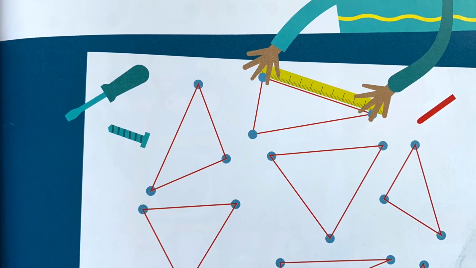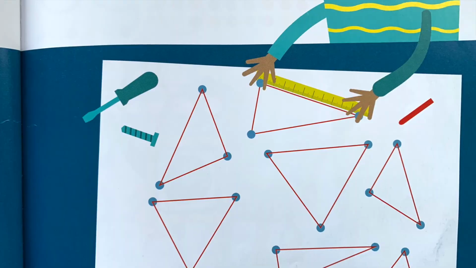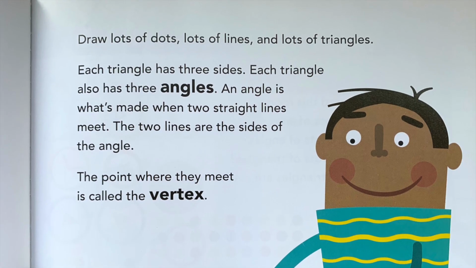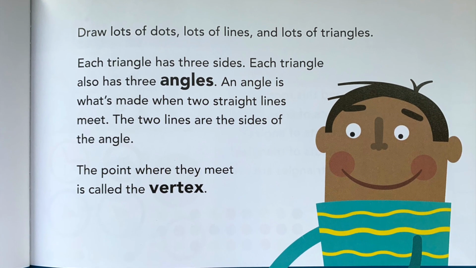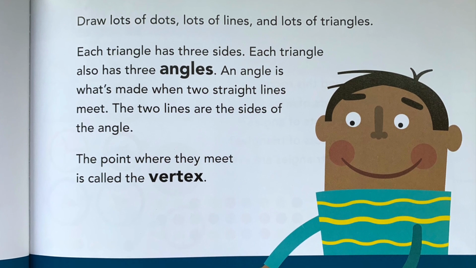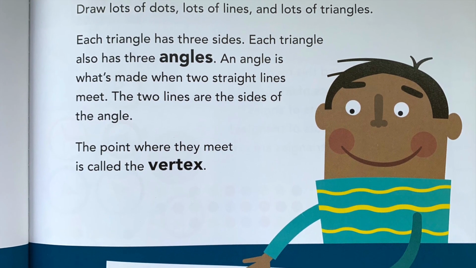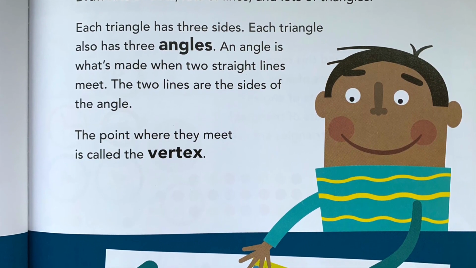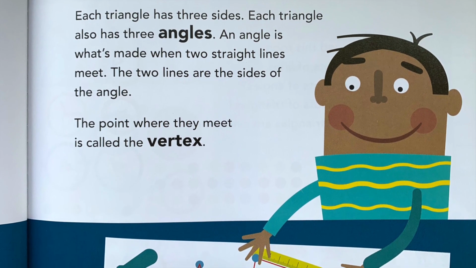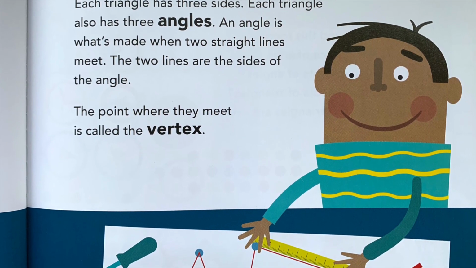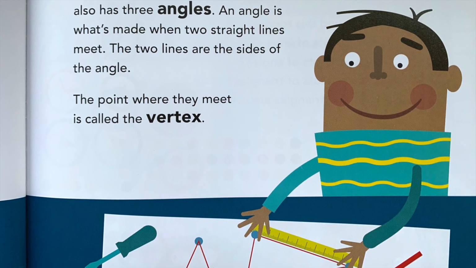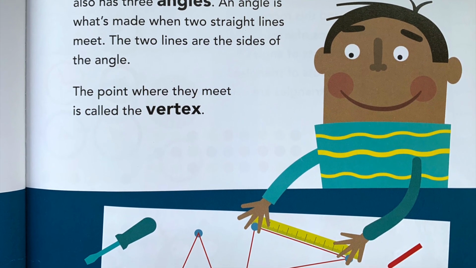Draw lots of dots, lots of lines, and lots of triangles. Each triangle has 3 sides. Each triangle also has 3 angles. An angle is what's made when 2 straight lines meet. The 2 lines are the sides of the angle. The point where they meet is called the vertex.